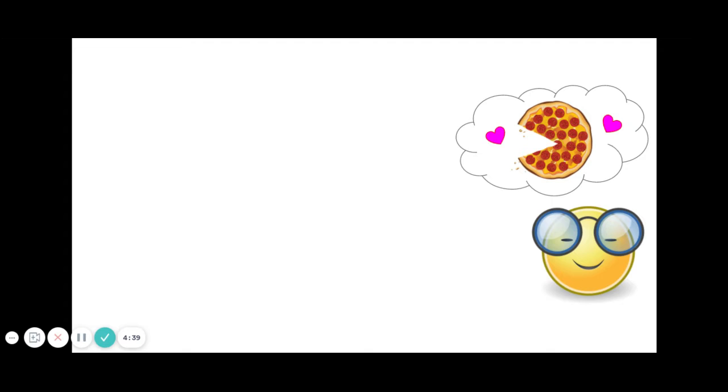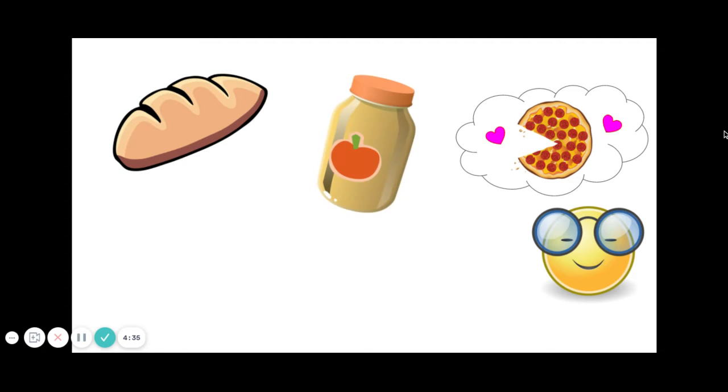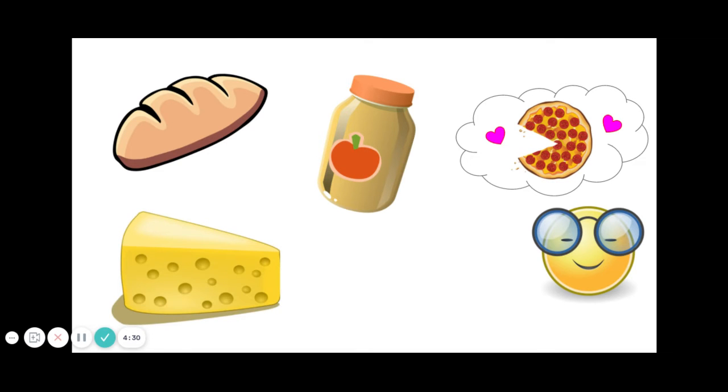And in my pizza, I know there is bread for the base, tomato sauce, cheese, and I like a bit of pepperoni. So how does that go into a food chain? Well, let's take a look.